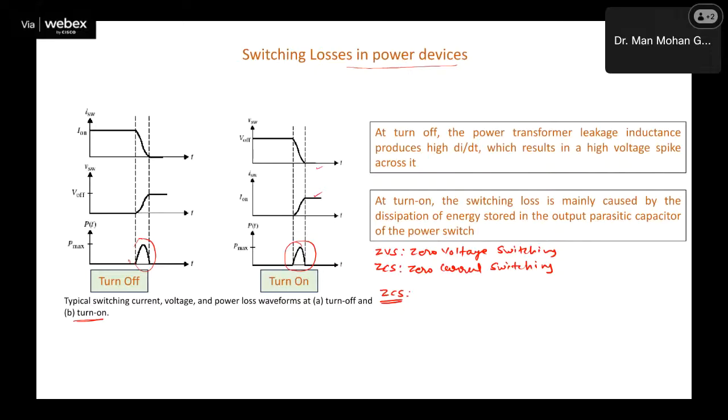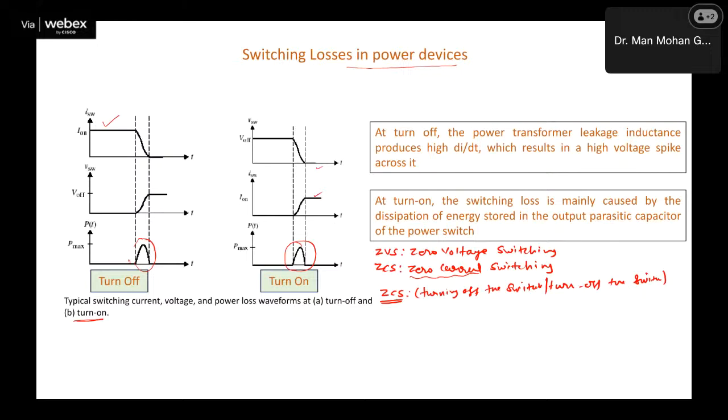It means the current through the switch should be zero. So this is basic. This is normally used in turning off the switch. Now, if we want to turn off the switch, it means it is already on. So if it is on, then it is carrying some current and the voltage is zero.